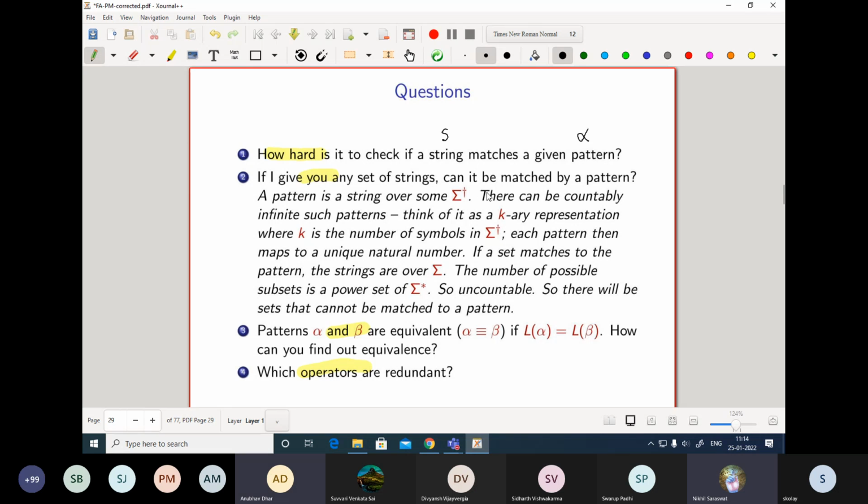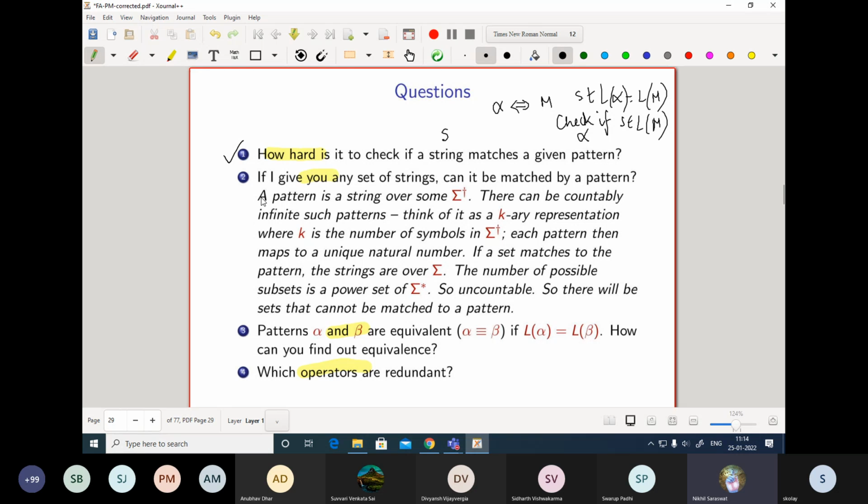Design the automata and then pass S through it. Okay, so you have alpha, which means that there is an automata. So let's say there is a DFA M such that L of alpha is equal to L of M. And now you have to check if S belongs to L of M. Okay, so the first question is answered.